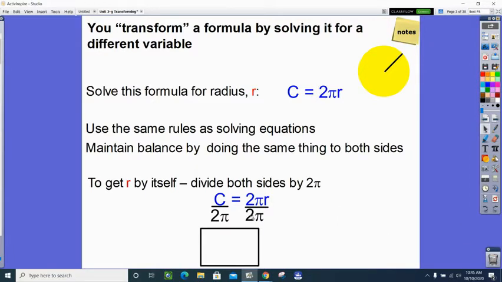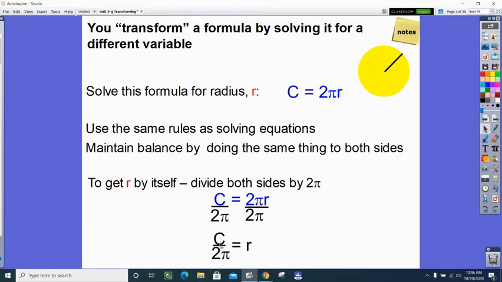Now on the right-hand side, the 2 pi over 2 pi is 1r. That's what we wanted. And the left-hand side is that the circumference divided by twice pi will give you the radius. So now if for some reason I had a bunch of different circles with a bunch of different circumferences, I could put the circumference in, divide by 2 pi, I got the radius. Put the different circumference in, divide by 2 pi, I've got the radius.